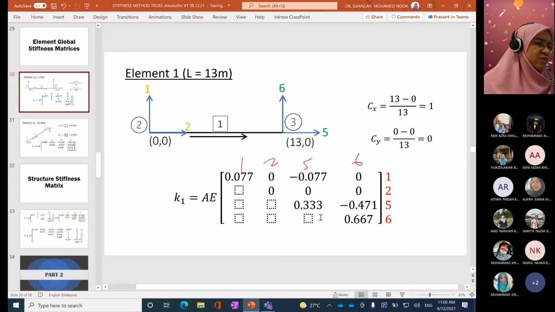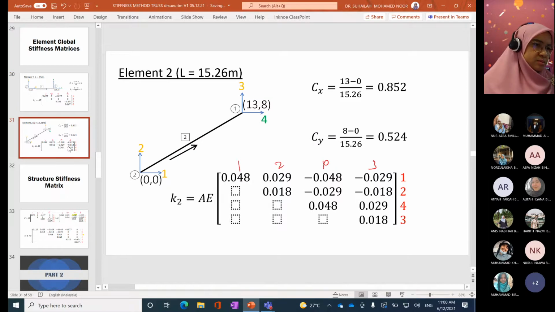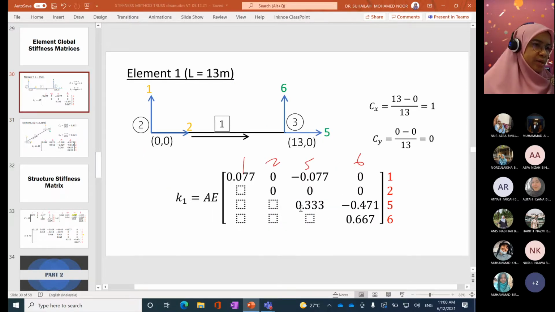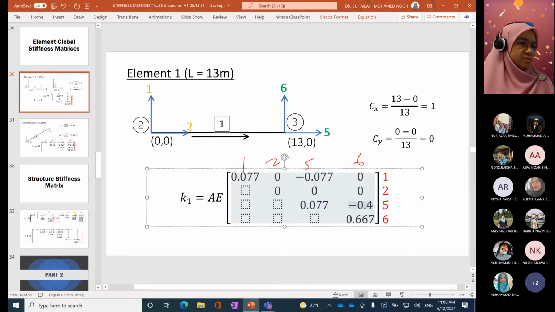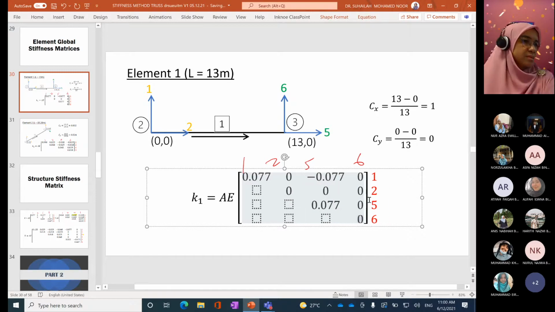I think ada value kat sini saya tak betulkan. Cuba check balik K1 ni. K1 ni macam ada salah. K1 ni, it should be kat sini pun 0.077 kalau ikut formula. Kalau ikut pada formula lah masa saya salin balik tu. Should be negatif.